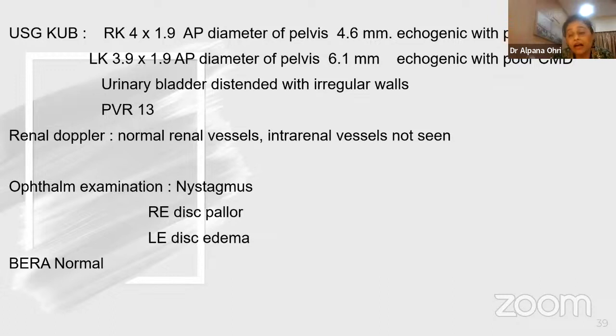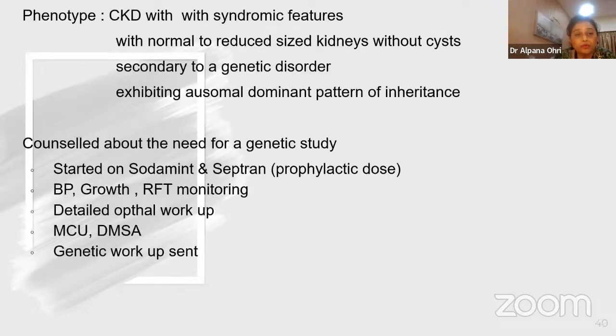His sonography at 15 months of age showed right kidney to be 4 into 1.9 and left 3.9 into 1.9. The AP diameter of the pelvis was slightly prominent, about 7 and 6 millimeters respectively. Both the kidneys were echogenic with poor CMD, not lost, but poor CMD. Urinary bladder was distended with irregular walls, PVR of 13. On renal Doppler, normal renal vessels were seen. Ophthal examination showed nystagmus, and BERA was normal.